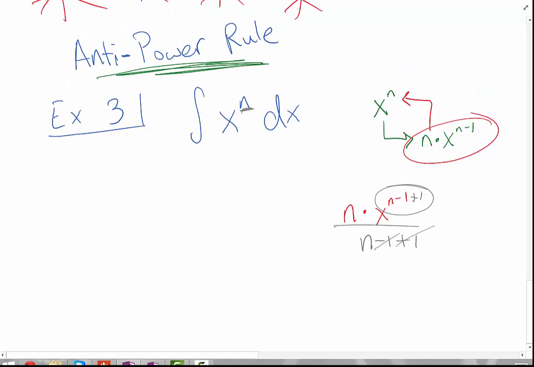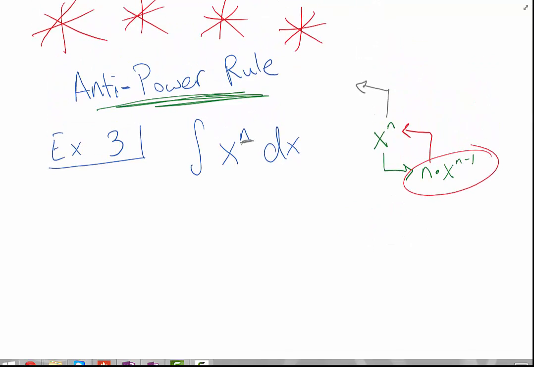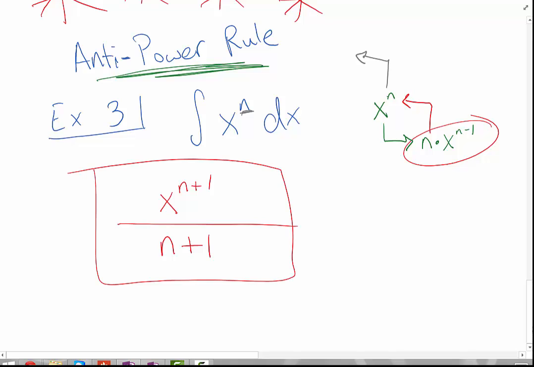But I want to point that out because if we want to go up 1 more step, what ends up happening with our anti-power rule is that we take our x to the n term and add 1 to that exponent, but then we divide by that whole thing. We divide by that n plus 1. So this is the anti-power rule. This is how we take integrals, and what I want you to think about when taking integrals is this formula: x to the n plus 1 over n plus 1.